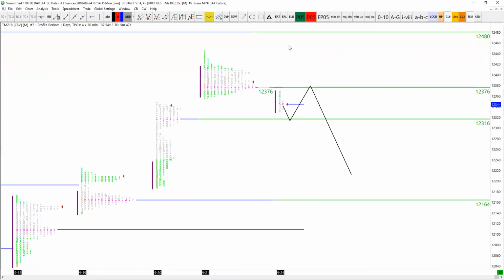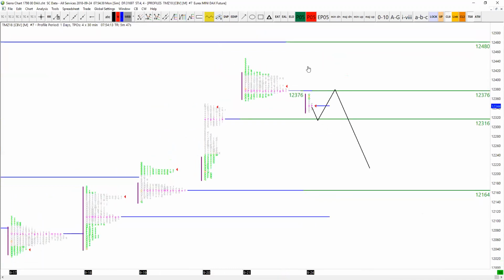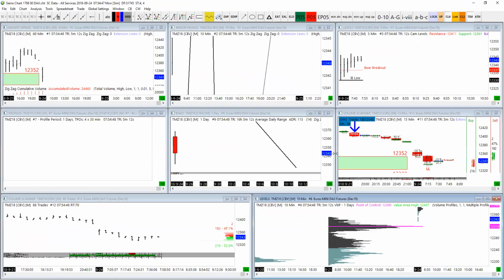So let's see. The market doesn't really care what we think. All we can do is put a plan on, put a trade out there that fits our risk profile, and let the market play out, see what happens. No one knows what it's going to do.